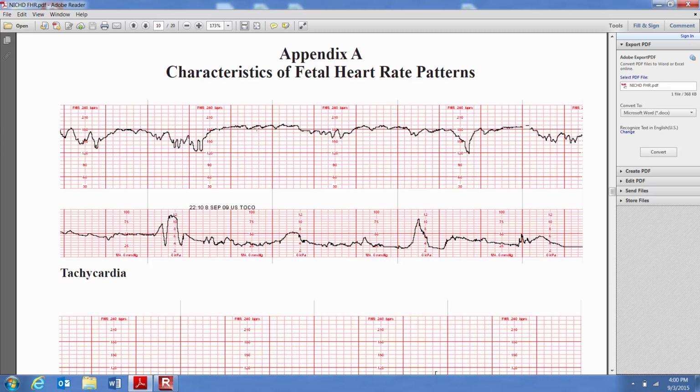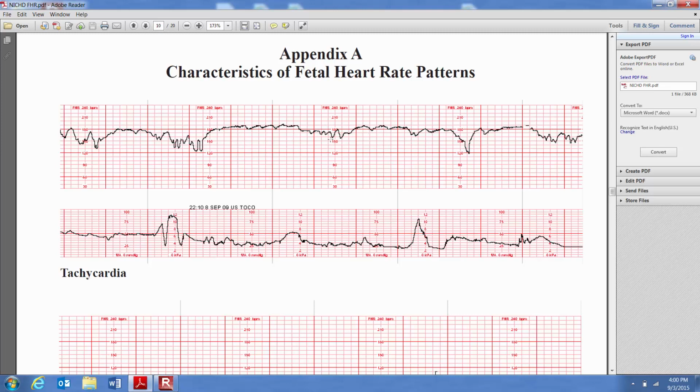If we draw a line right through the middle of this heart rate tracing, then we see we're running in the middle of 180 and 190. So we're going to say that that baby's baseline heart rate is 185. Now, greater than 160, so we have tachycardia here.